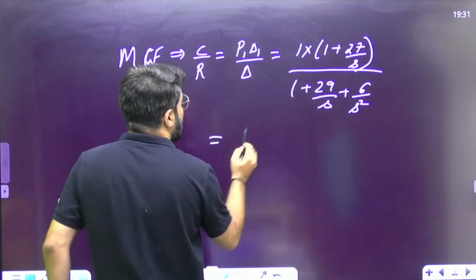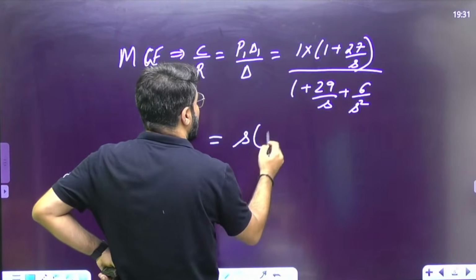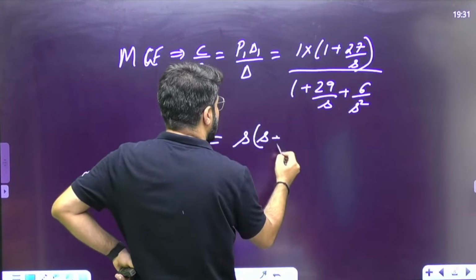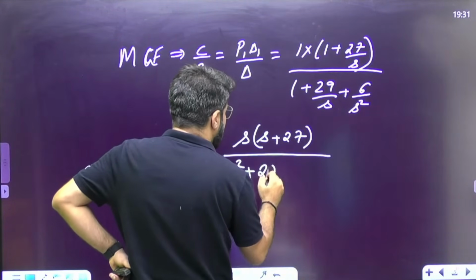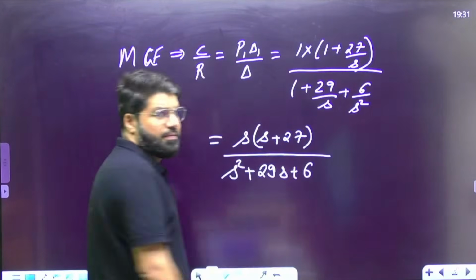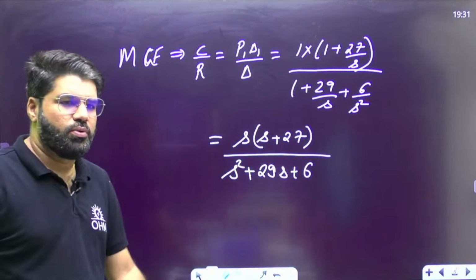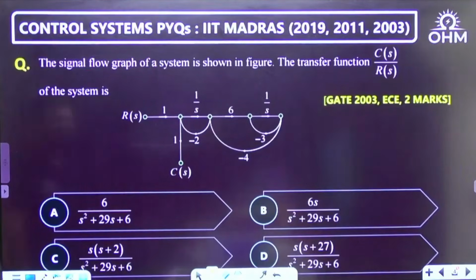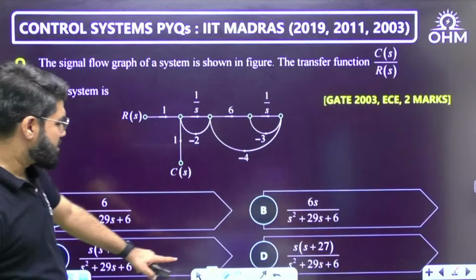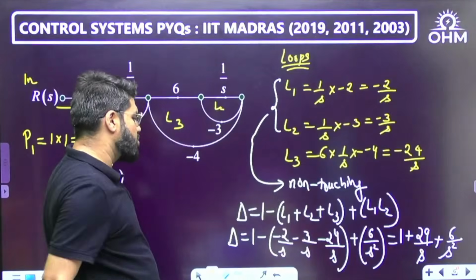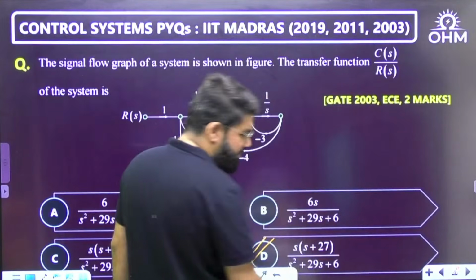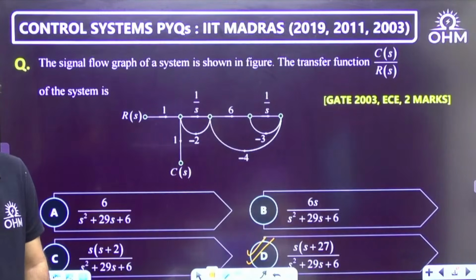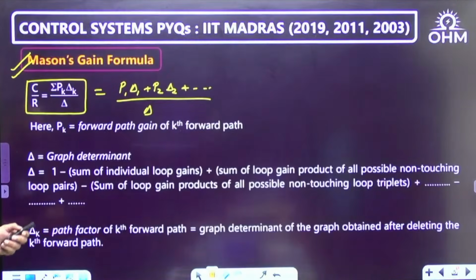Okay, multiply throughout by S square. So it will look like S, and the 1 by S I will take inside. S plus 27 divided by S square plus 29S plus 6. This is what the final answer has to come out. S into S plus 27 divided by S square plus 29S plus 6, option number D. Option number D will clearly match here. Okay everybody, option number D. Right, let's go to the next question.